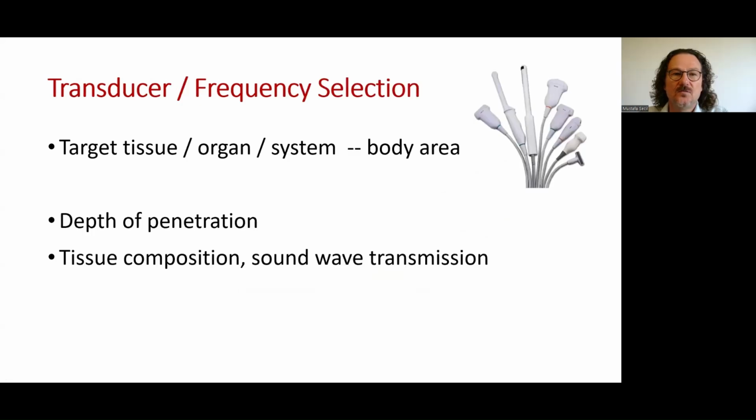For an optimal imaging, we need to decide the best transducer and frequency according to the target tissue, organ system, or body area we are interested in. The depth of penetration, tissue composition, and sound wave transmission are important to decide the transducer type or frequency.